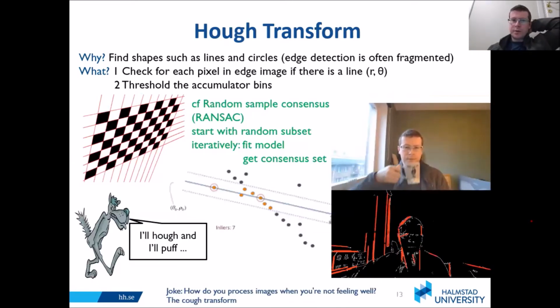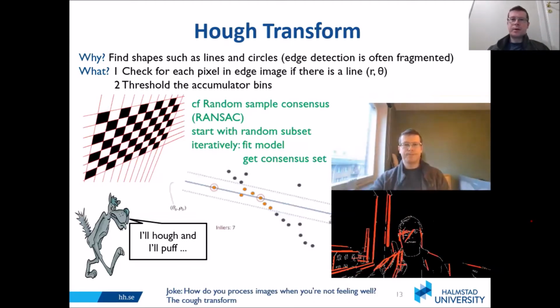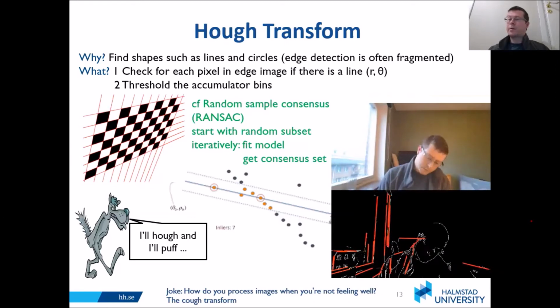Hough transform is another cool operation that can be used to find shapes like lines and circles in your image. And you might say, but wait, we just did that with edge detection. Well, edge detection is usually quite fragmented, and often you want to know really, are there lines? Where are they?